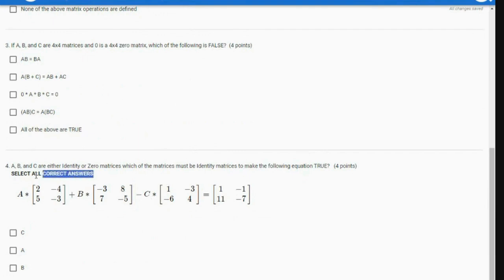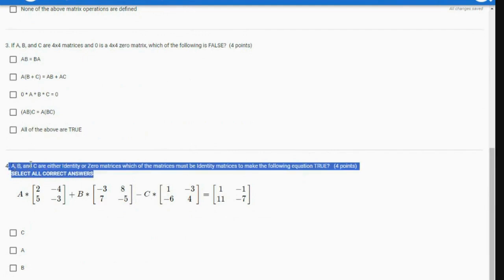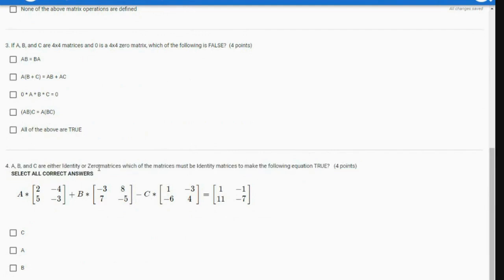This one says select all correct answers. This is the video he just did. A, B, and C are either identity or 0 matrices. A times this matrix plus B times this matrix minus, pay attention, this one has a minus. His video was all pluses. Minus C times this matrix.